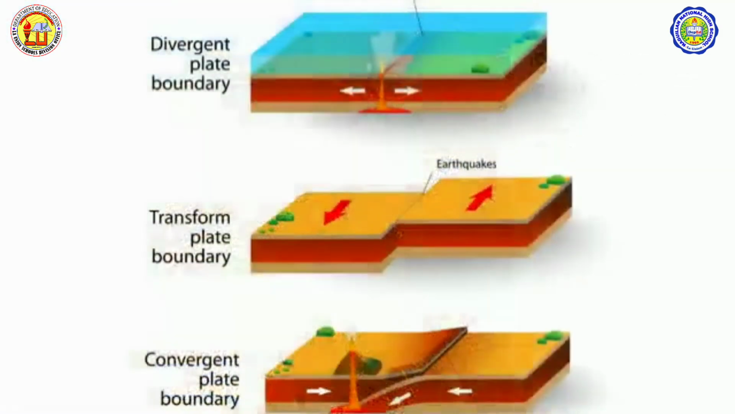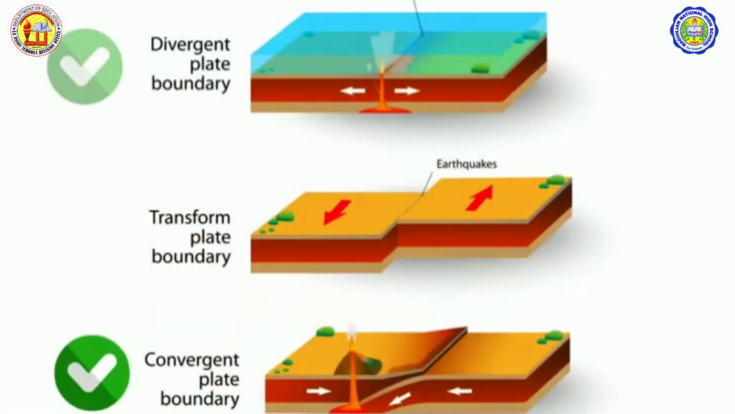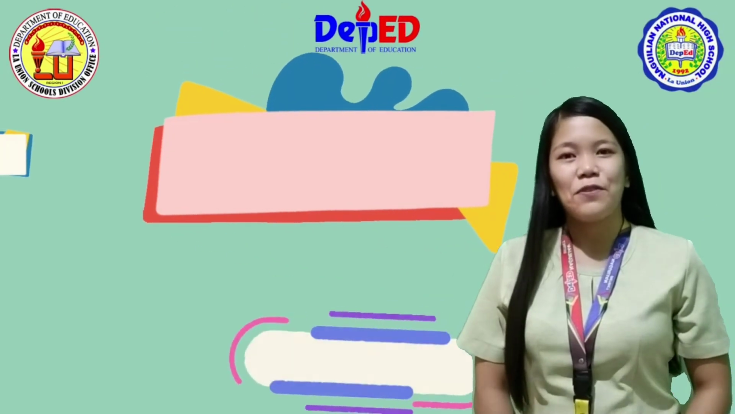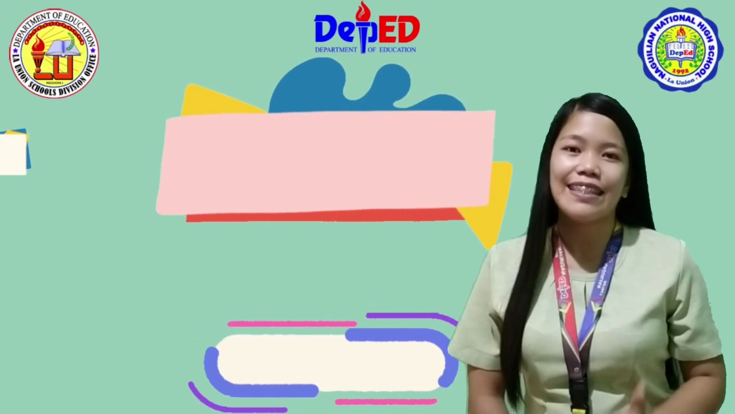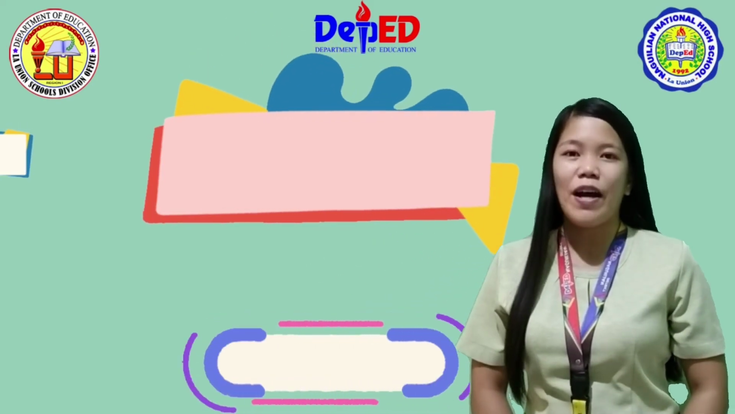So we have the 3 types of plate boundaries: the convergent plate boundary, divergent plate boundary, and transform fault plate boundary. That's all for today, and you can now start answering the assigned activities on your module.